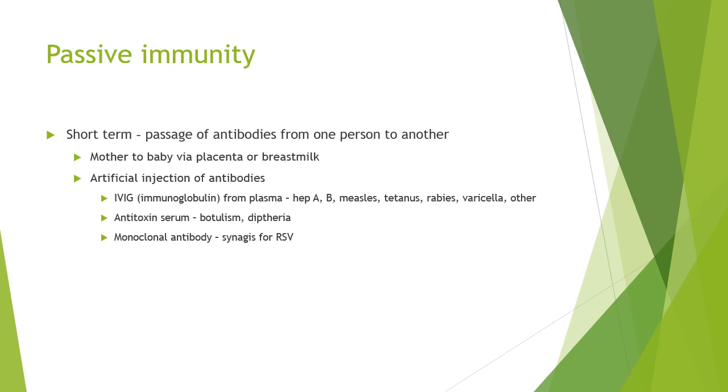IVIG is one of those examples, and we use that in various situations, but certainly with exposure to hepatitis A, B, measles, tetanus, rabies, varicella, we can give IVIG. Another example would be an antitoxin serum that gives passive immunity. Botulism toxin is one of them, diphtheria is another. And then a third example of passive immunity given artificially is the antibody for respiratory syncytial virus. It's called Synagis, and we prophylactically give that to kids at risk during the winter months to prevent RSV.